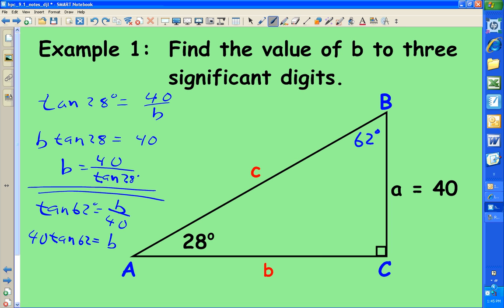Your two acute angles in a right triangle always add up to 90. If you know one, you know the other. Both equations will give you the correct answer. And it means you have to be in degrees on your calculator. 40 tan 62, or 40 divided by the tangent of 28, what does b end up equaling? 75.229, which is good because it's more than 40.